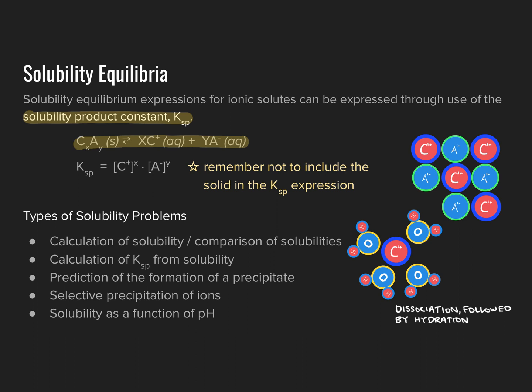Now again, my denominator will not include anything because the only species present in that denominator is the solid phase species CxAy. So as a note to yourself here, please remember we're not going to include the solids in these Ksp expressions. And that's going to actually simplify things significantly, because now we only have to deal with the product of those concentrations. We no longer have a quotient which we have to deal with.